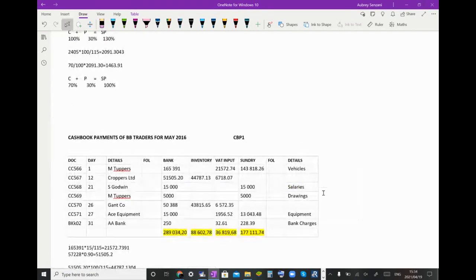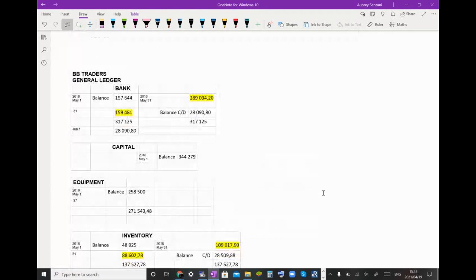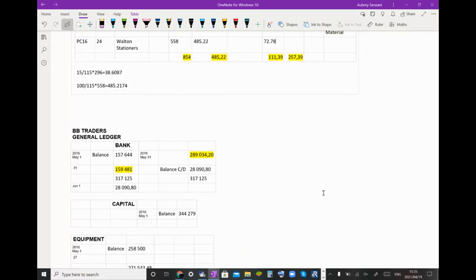Now, if you remember the slides that we did, we said that the journals are used to summarize similar transactions together. Then from the journals, we need to post to the general ledger, in the specific key account. Remember, at the beginning of our question, they gave us the balances for specific accounts. So the first thing we want to do when posting to the general ledger is to take these balances and put them in the respective account.